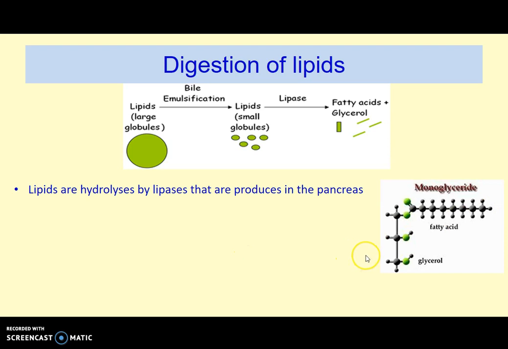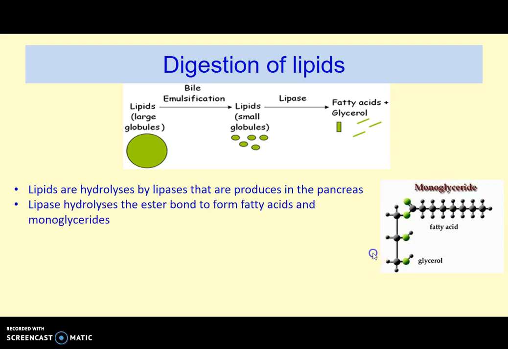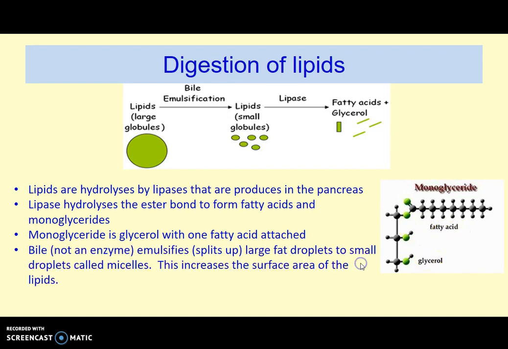So again, these lipases are produced in the pancreas. They hydrolyze that ester bond. Monoglyceride is the glycerol with 1 fatty acid attached. And the bile, beware, it is not an enzyme. So it's not doing any hydrolyzing, it's not doing any chemical breakdown, it's just emulsifying those large fat droplets into smaller droplets. These have a name, of course, because it's biology and we like to have a terminology for everything, called micelles, okay? And they're increasing the surface area of the lipids.